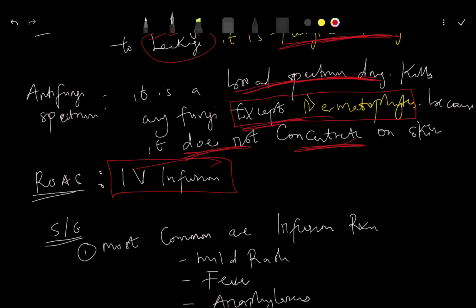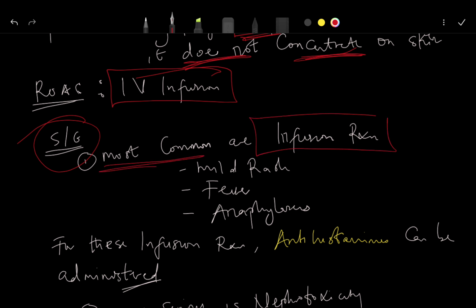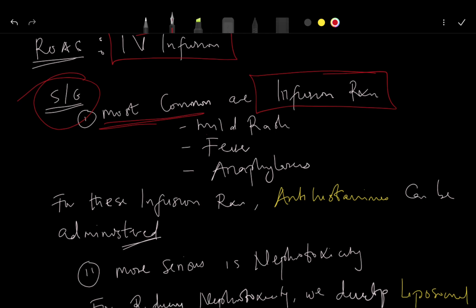Okay, so that is one limitation. So what are the side effects of giving amphotericin B? The most common side effect is what we call infusion reaction. As you are giving the drug, the patient will be having this infusion reaction, which is more like a hypersensitivity reaction. Initially you will notice a mild rash, there will be fever, and there will also be an anaphylactic reaction.